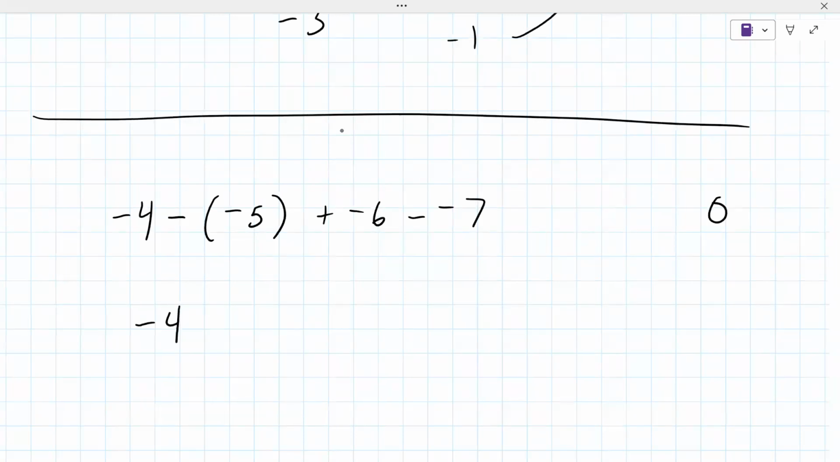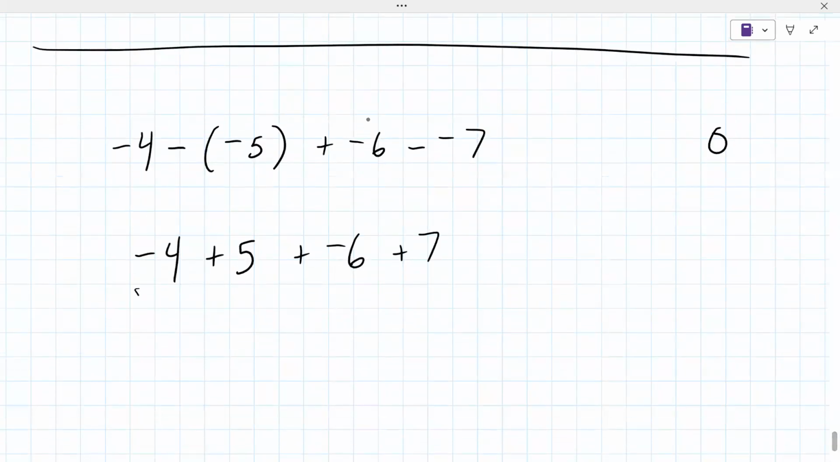Right. So this is -4 plus 5, the double negatives become that, plus -6 plus 7. Then I have to do 5 and 4, which equaled -1. And then plus negative, this is +1 though. Why is it +1? Because it's further from 0. So do you want to change your answer?